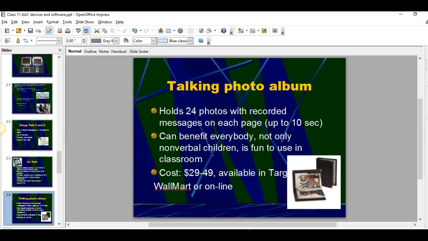Here's a fun little thing. It's called Talking Photo Album. You can buy it on Walmart or online. It just costs a few $20 to $40, $50, and each page has a recording button where you can record a very short message to each photo. And it's a fun way for a child to bring it to school with a weekend story or my birthday party and sharing it with friends.